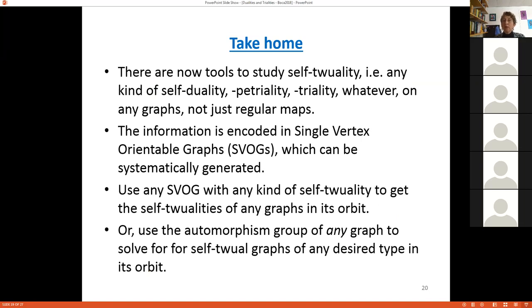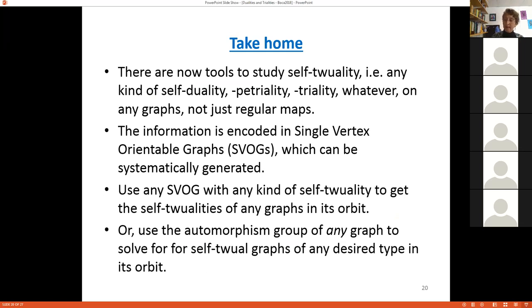So the take home here is that there are now systematic tools to study self-duality, any kind of self-duality, Petrie duality, whatever you want, on any graphs, not just regular maps. This information is encoded in single vertex graphs. We have code to systematically generate those, and we've generated all the graphs of any kind of duality up to like 8 edges or something now.